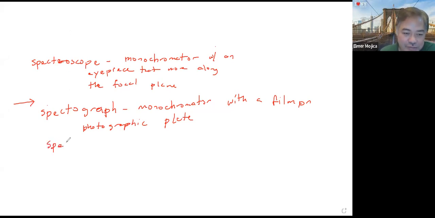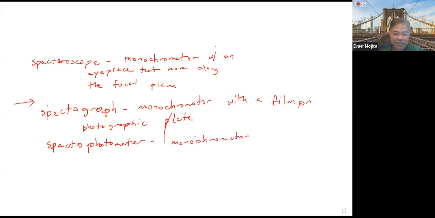Now, the last one that we have here is spectrophotometer. So meron pa yung spectrometer, spectrophotometer. So you have to look at the wordings, kasi babanatan ko kayo dito sa multiple choice. So again, you have a monochromator here.